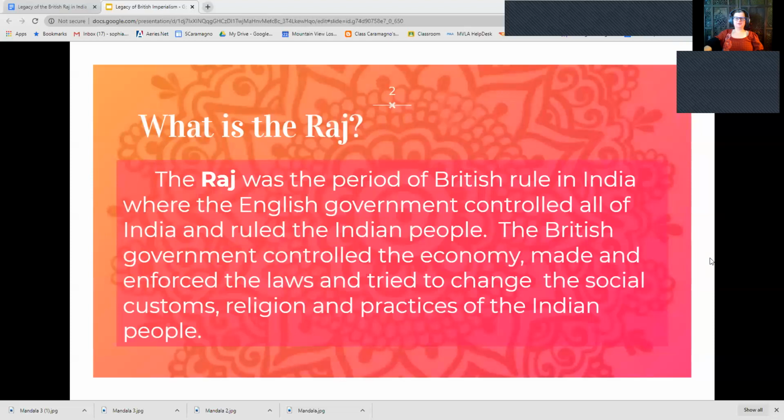So, we're going to be talking about the period known as the Raj. The Raj is the period of British rule in India where the English government controlled vast territories in India, if not in every sense of the word, the whole thing. The British government controlled the economy, they made and enforced the laws, they tried to change the social customs, the religious practices, and the other cultural traditions of the Indian people. They firmly believed that the British way of doing things was superior and that it was their duty to make the Indians stop practicing their own culture and to start copying the British in every way.